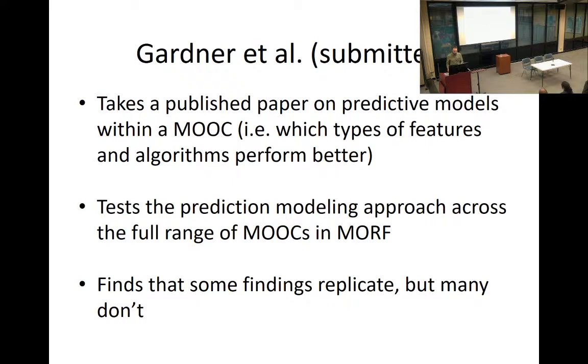So Gardner et al. took a published paper on predictive models within a MOOC. He took a paper by Shing et al. that tried to say, can we predict from early in the course who will eventually complete the course? Again, completion. By the way, one other reason we're starting with completion is because that's where all the papers are. So if we want to demonstrate replication, that's the place to start. In particular, Shing looked at which types of features and algorithms perform better. We then tested the prediction modeling approaches across the full range of MOOCs in MORF. We found that some of the findings replicated, but many don't.